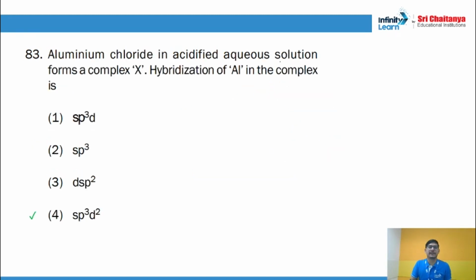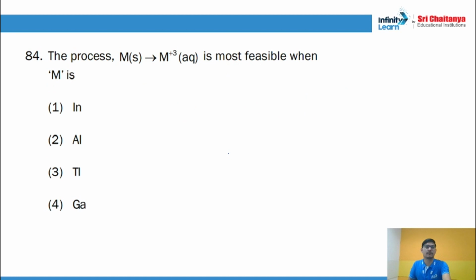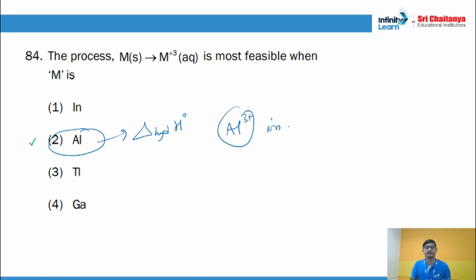Aluminum chloride in acidified aqueous solution forms a complex. The hybridization of aluminum in the complex? So basically, when you dissolve aluminum chloride in HCl, it becomes like this, right? Acidified aqueous solution, so we can say it becomes like this. So it's an octahedral complex. So the hybridization is sp3d2. Correct? This process is most feasible when aluminum, because of the high hydration enthalpy of aluminum, readily forms the aluminum 3 plus ion. Clear?